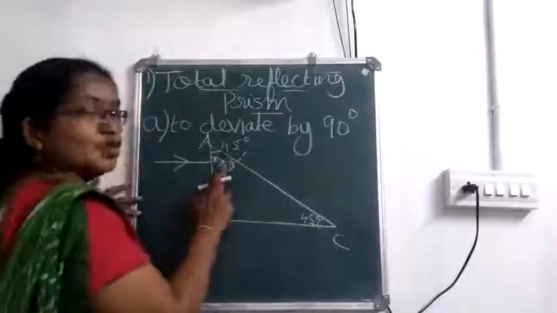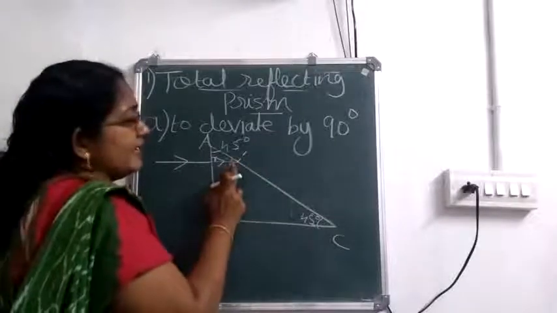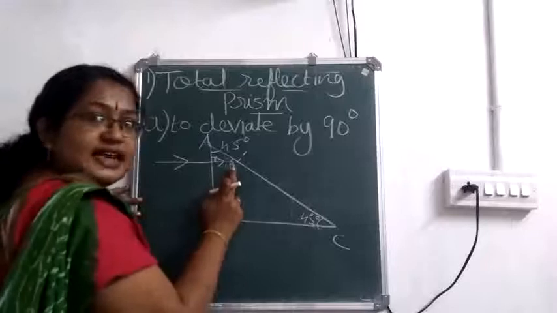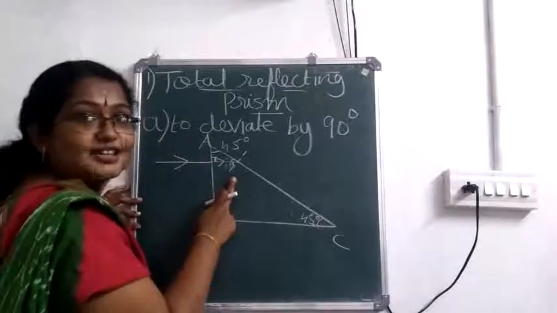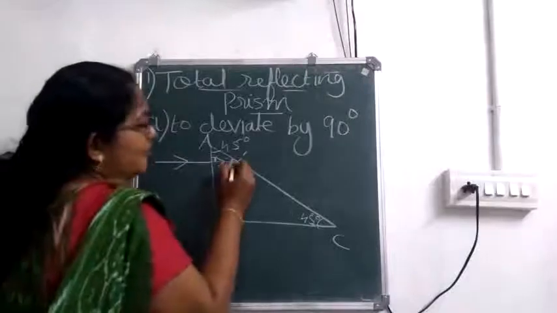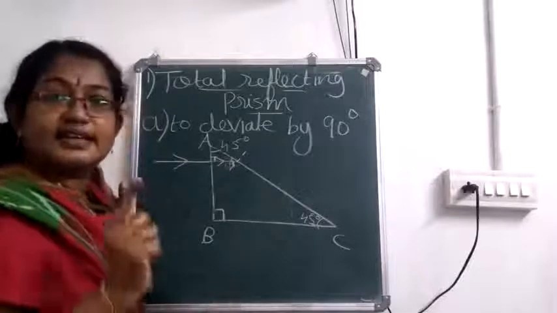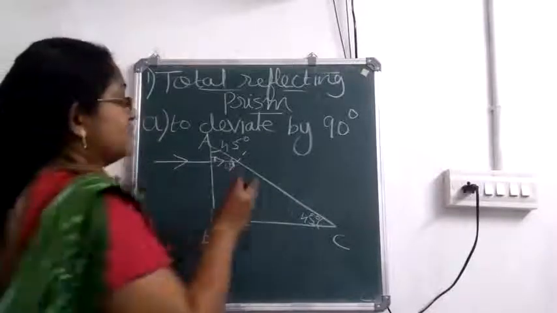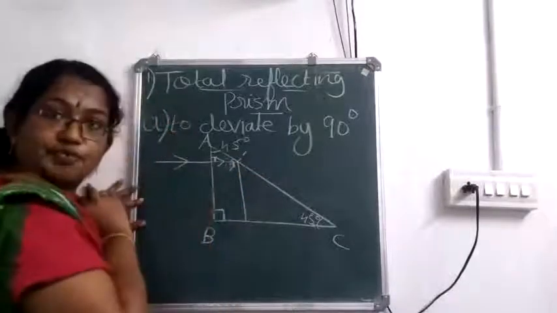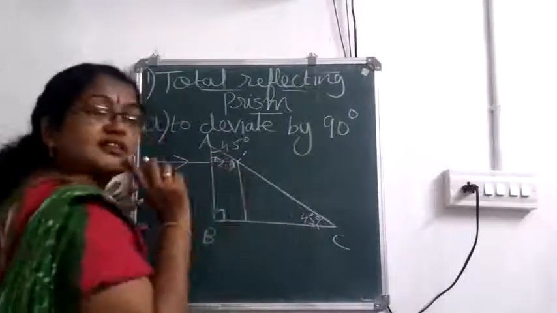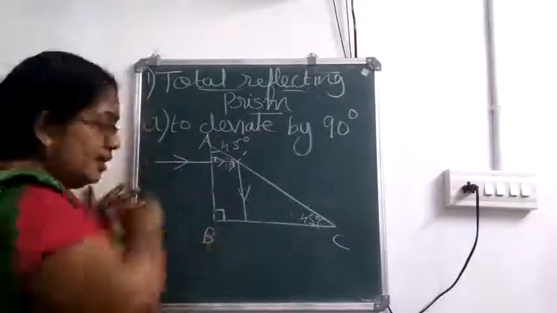Here the ray is moving from a denser to a rarer medium, but here the angle of incidence is greater than the critical angle. The critical angle here is 42 degrees in the case of glass, but here the angle of incidence is 45 degrees, which is greater than the critical angle. So what happens? The ray undergoes total internal reflection. It won't get refracted. Then it hits the face BC.